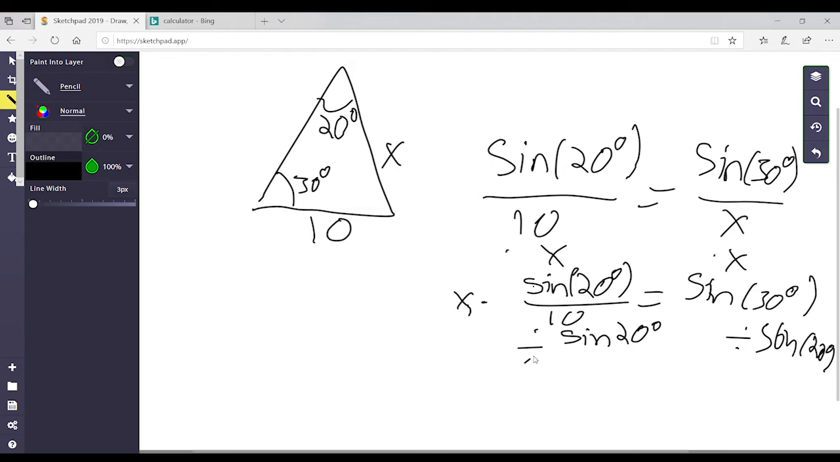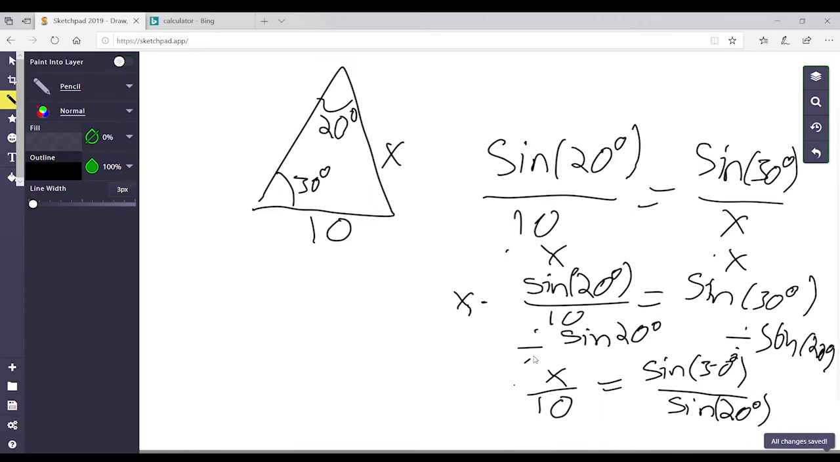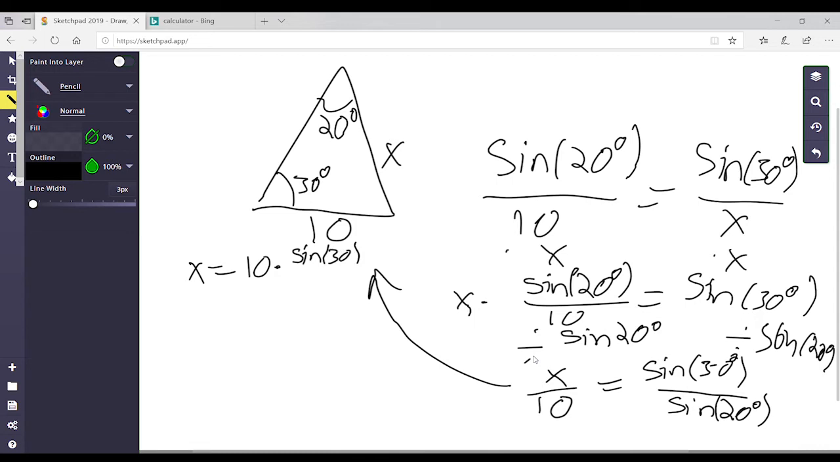So now we have x divided by 10 equals sine of 30 degrees divided by sine of 20 degrees. Okay, so now let's just bring this back up here because we're running out of space. So now let's multiply both sides by 10. So we get x is equal to 10 times sine of 30 divided by sine of 20.